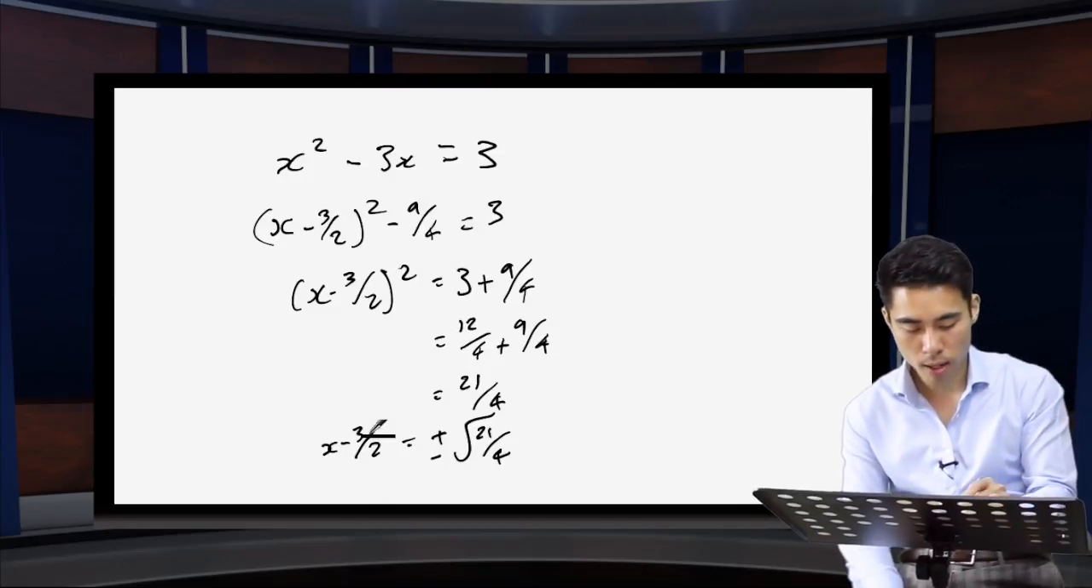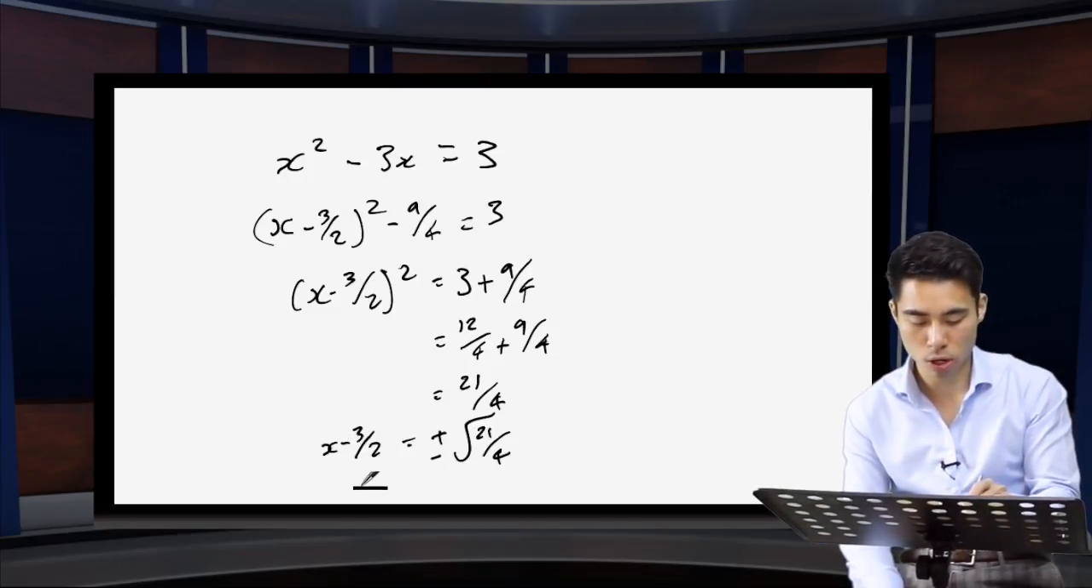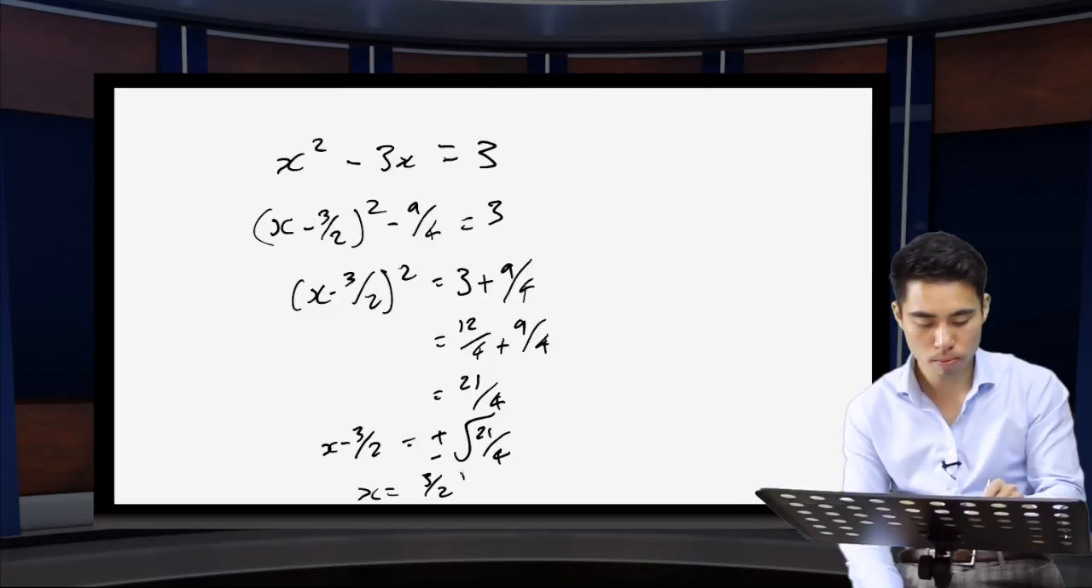And then lastly, how do I undo this minus 3 over 2? Well, I'm going to add 3 over 2 to both sides. So the final answer, x equals 3 over 2 plus or minus the square root of 21 over 4.